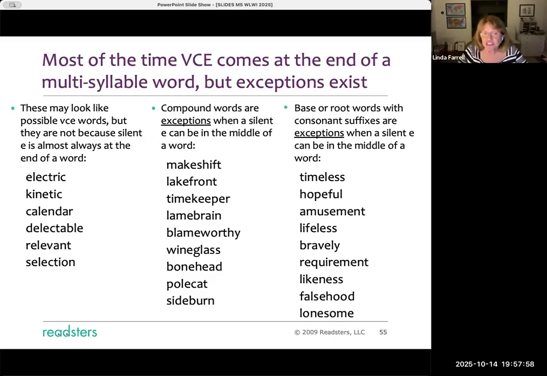The only times it's not at the end are compound words, makeshift, lakefront, timekeeper. They don't have trouble if they know how to read single syllable words, with reading compound words. And the other one is when you have a base or root word that ends in an E, like time, and you add a suffix that starts with a consonant, now you have another silent E in the middle. These words are just not hard the way we teach.